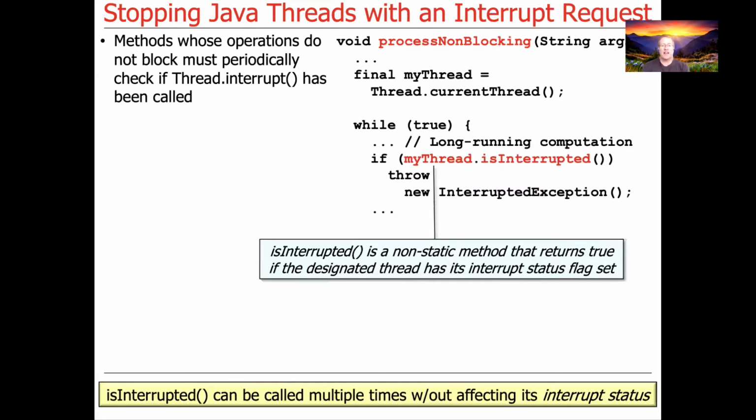Another way of doing things is by using the isInterrupted method. And this is a non-static method that has to be called on a particular thread object. And so isInterrupted is going to return true if the designated thread has its interrupted status flag set. However, unlike the interrupted method, it can be called multiple times without affecting the interrupted status flag. So that flag will always be true, whereas with the interrupted method, it will be reset after the first call.